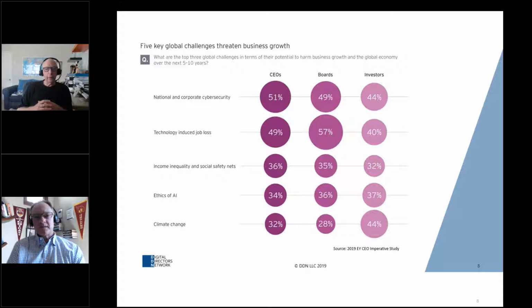Yeah, no, very definitely. So flip this chart to the other side. If 51% of CEOs list national and corporate cybersecurity as one of the top 3 global challenges, where are the other 49%? Yeah, good question. That's why we have a crisis, Stan. That's why we're on the call. Okay, so we're going to take this recording and send it out to all the other 49% of CEOs. 51% of boards, and investors seem to be even further behind.